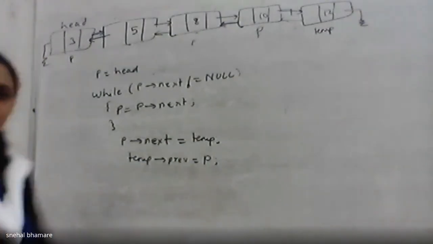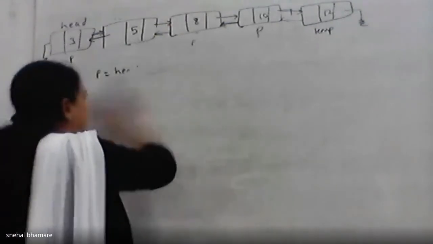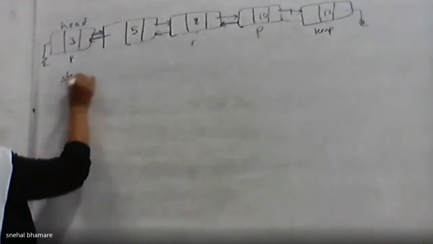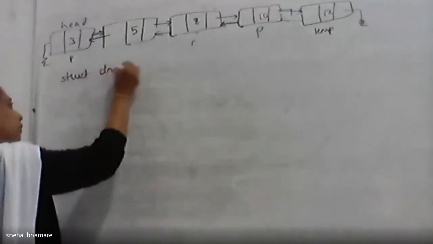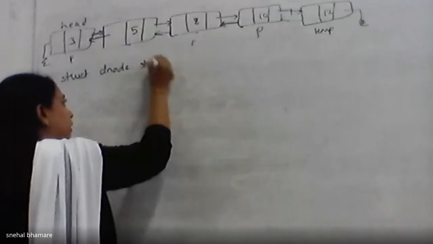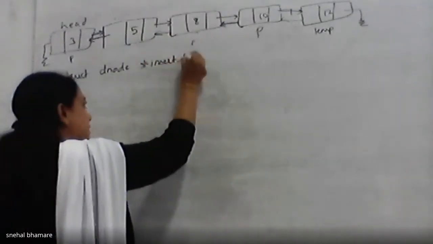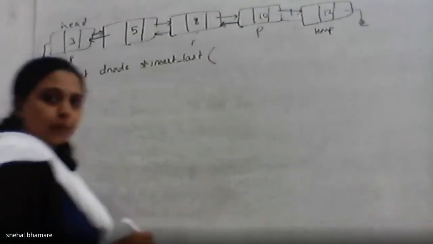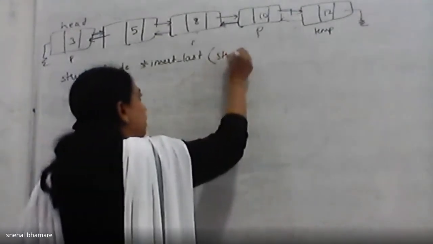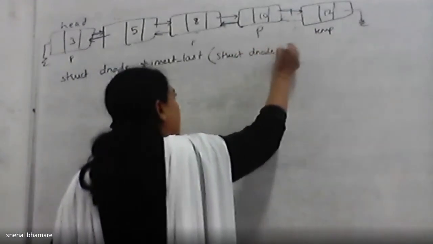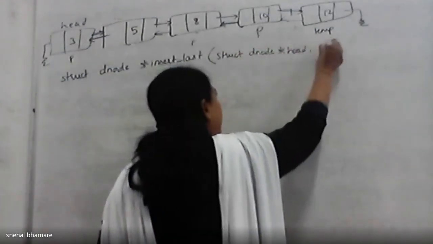Okay, we will write the code for that. Again, this function is going to return the head node after adding the new node. Its data type is struct node pointer. Function name is, let's say, insert at last. Parameters will be the head of the previous list, so struct node pointer head and the variable int x.